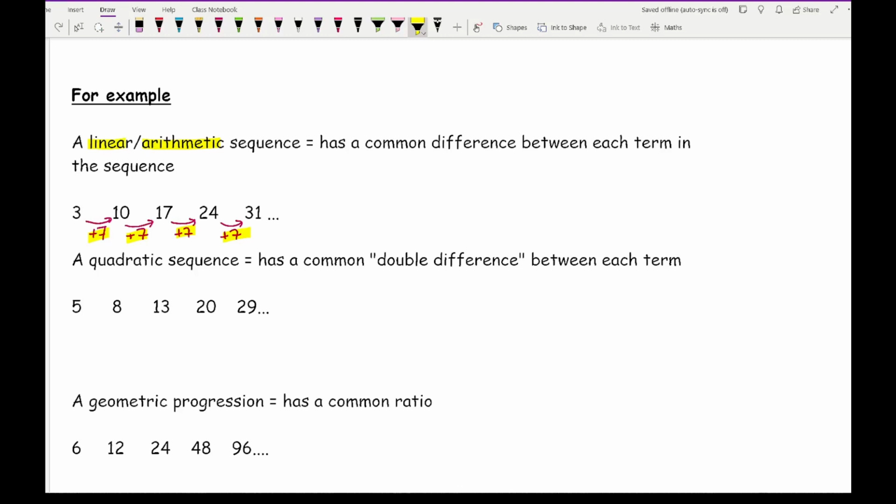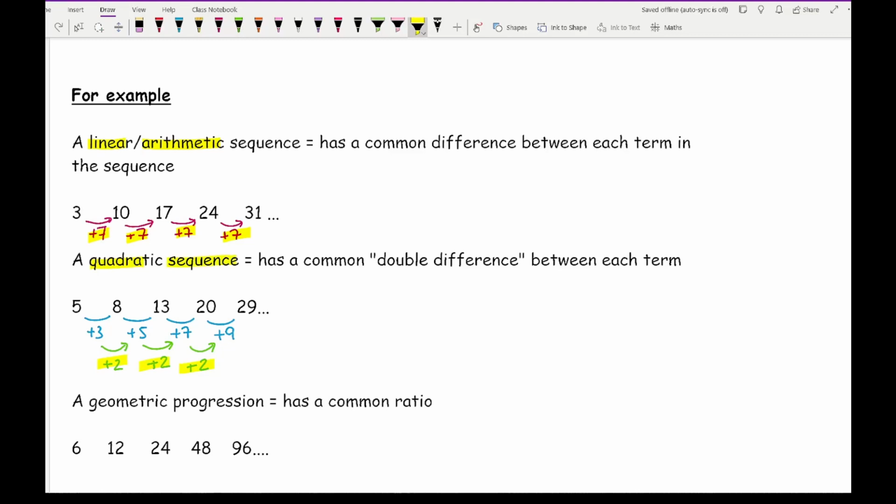Now, a quadratic sequence has a common double difference between each term. So here, the difference between 5 and 8 is plus 3. The difference between 8 and 13 is plus 5. The difference between 13 and 20 is plus 7. And the difference between 20 and 29 is plus 9. But then if I look at the difference between the differences, what I end up with is plus 2 and plus 2. Because these double differences are the same, we can class this as a quadratic sequence.